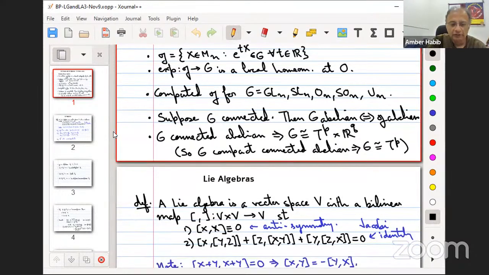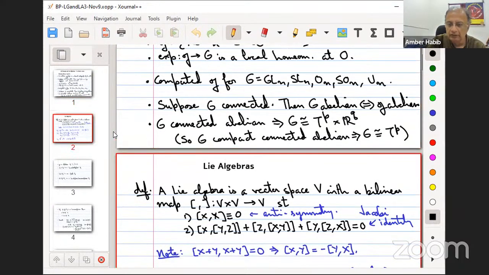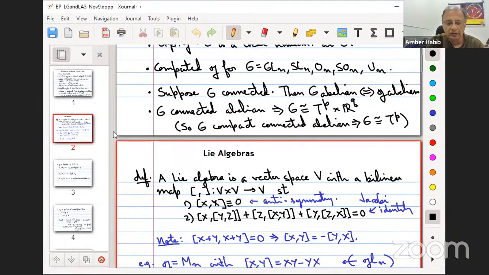So what are examples of Lie algebras? We have already seen some, so we'll list them again. But also note that the antisymmetry property xx equals 0, if you apply it to x plus y, that being 0, then the xx and yy terms are 0, and so you get xy plus yx equal to 0, and that gives you xy equal to minus yx. Okay? So that's another reason why this is called antisymmetry.